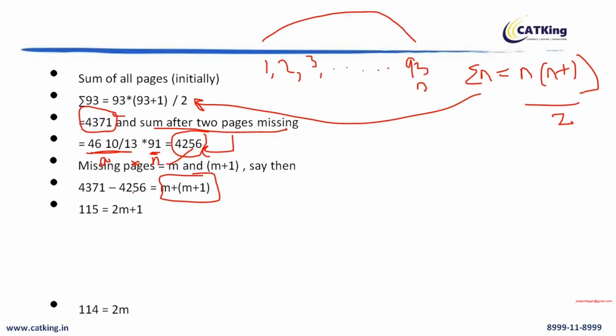Now that 1 goes to that side, so 114 is equal to 2n. So the value of n is 57 and n plus 1 is 58. Very simple. And if you don't understand it, you can try it again, and I hope you will get it.